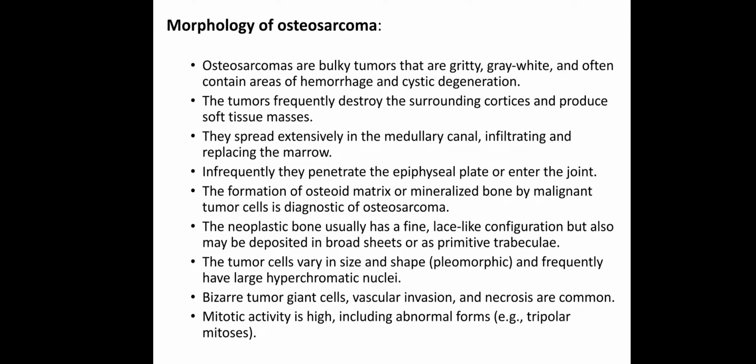Now the morphology of osteosarcoma: it is a bulky tumor, unlike the previous one which was small, well circumscribed, round to oval, and the tumors are gritty gray-white and often contain areas of hemorrhage and cystic degeneration. Exactly like before, which was tan-white, gritty, hemorrhagic, here also gritty gray-white and containing areas of hemorrhage and cystic degeneration. Why cystic? Because this is a malignant tumor with rapid turnover, and the hemorrhage makes the bone erode in a more aggressive way, giving cystic degeneration, cavities inside the tumor.